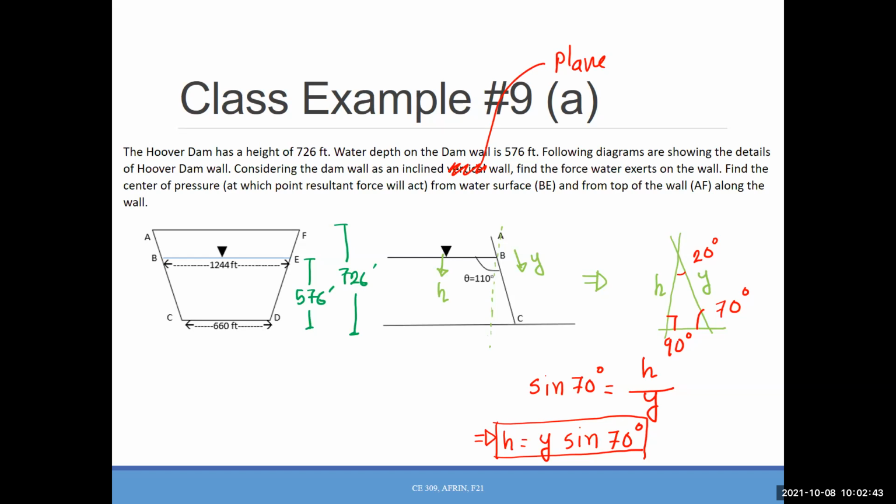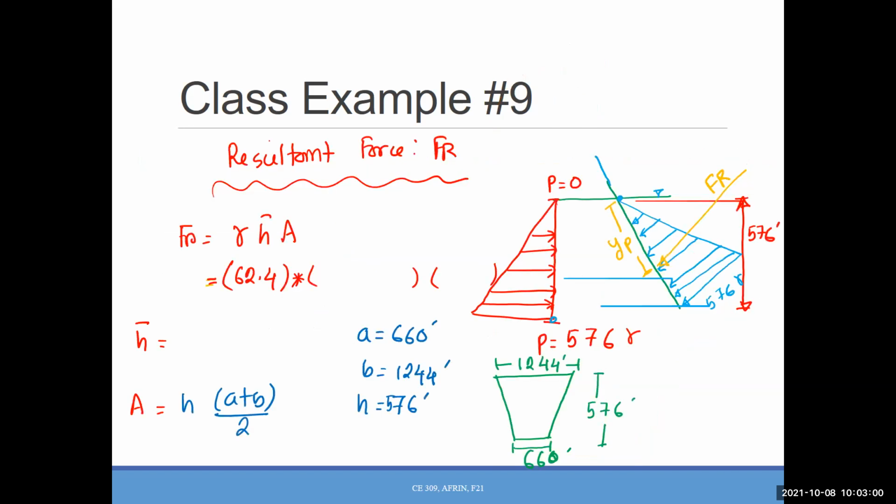Okay. So we did that, and we also found out what will be the relation between vertical distance and the inclined distance, which is h equals y sine 70, because that was the angle we found. Then we also drew the pressure distribution on the wall, because we need that for force calculation, right? Because force equals pressure times area. Now our next step is, once we know the pressure distribution, we need to find the resultant force due to that pressure. So that's where we stopped.